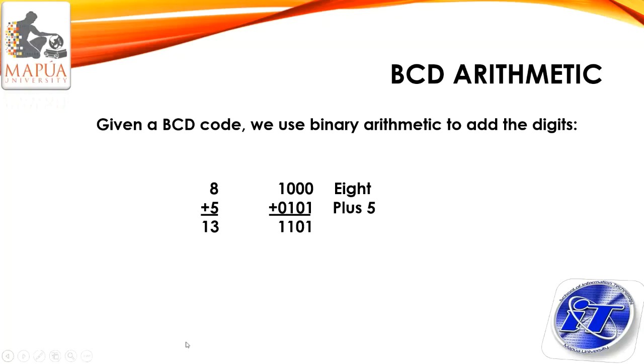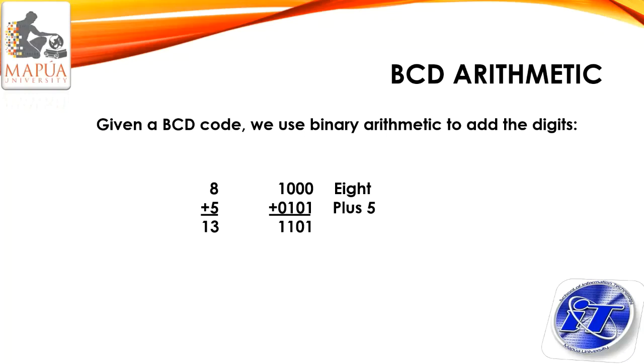Because we all know that 8 plus 5 is equivalent to 13. It means we need 8 bits to represent it. But here, it's just 4 bits. So there's an error. This is the cause of the unused patterns, the 6 unused patterns.